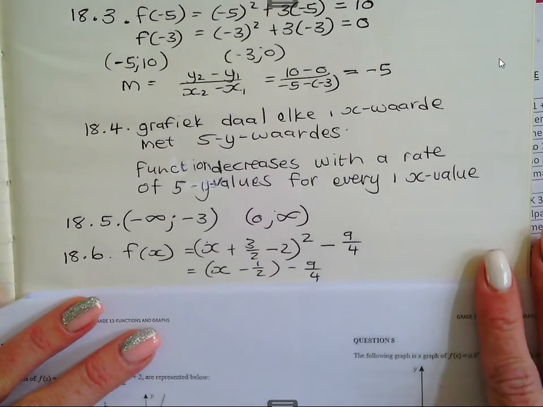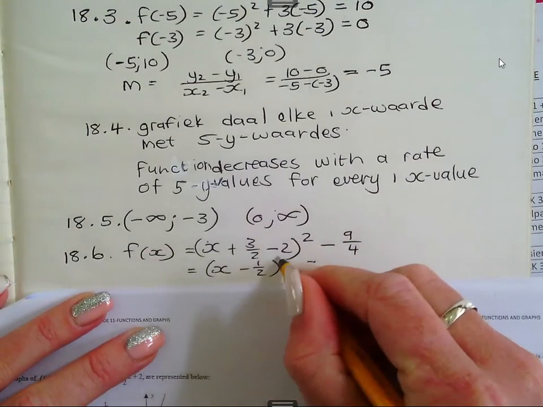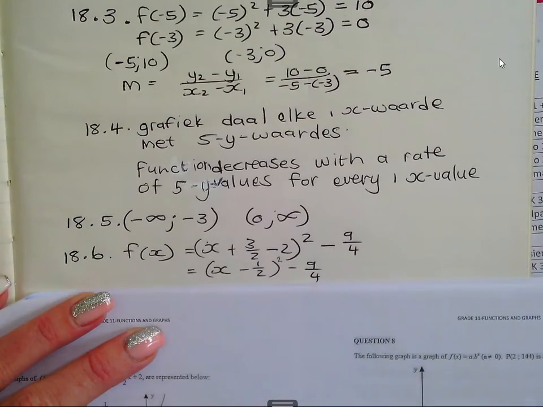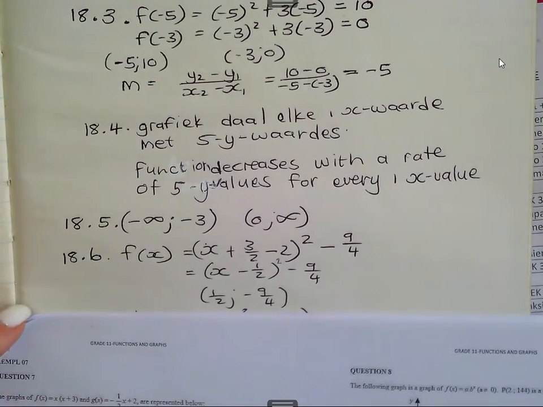And then my answer is x minus a half, I need a square there, minus 9 over 2. So therefore, the turning point of this new graph will be at a half and negative 9/4.